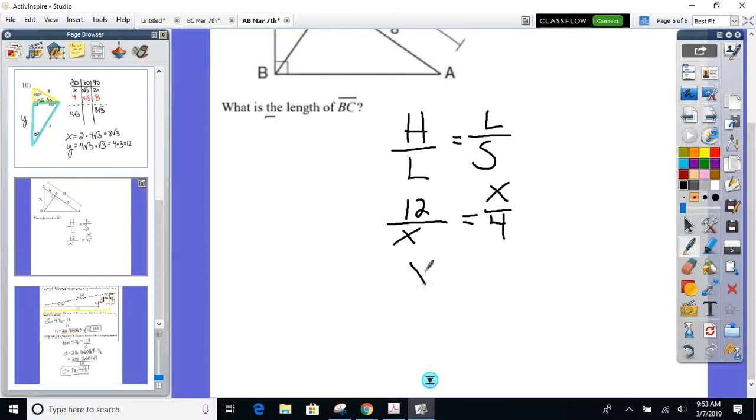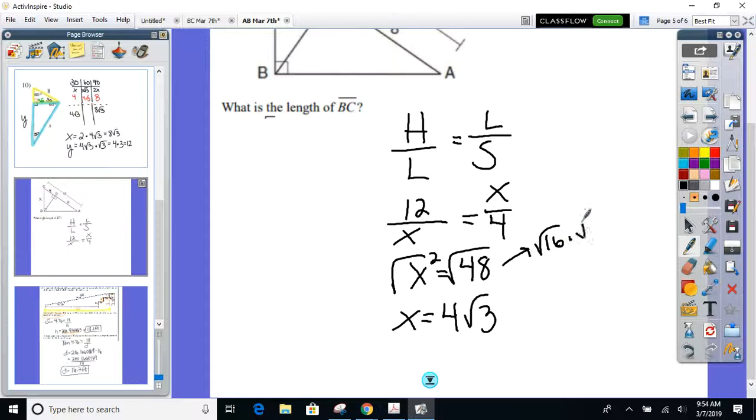And then I'm going to cross multiply. X squared equals 48. And since we are in an above level geometry class, I am going to ask for simplest radical form. So find the biggest perfect square that goes into 48. Hopefully you pick 16. Radical 16 times radical 3. That gives us 4 radical 3.